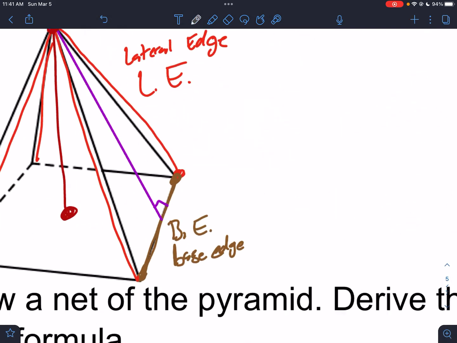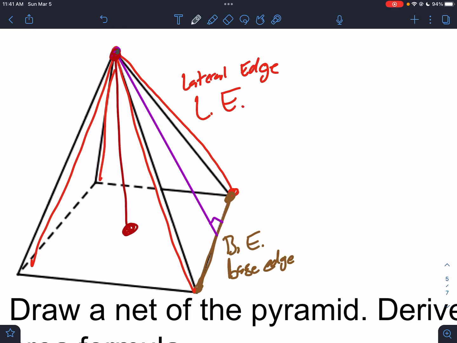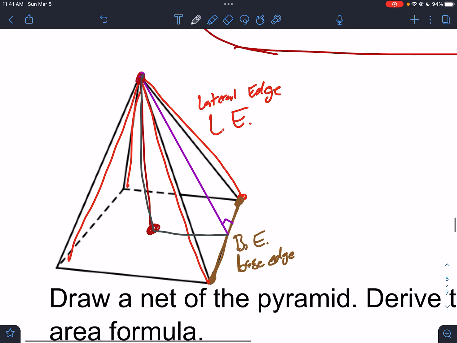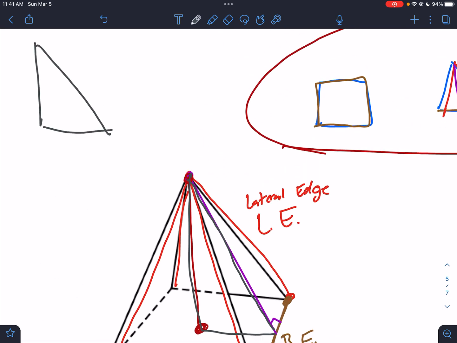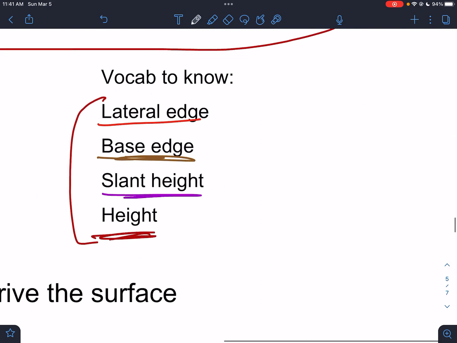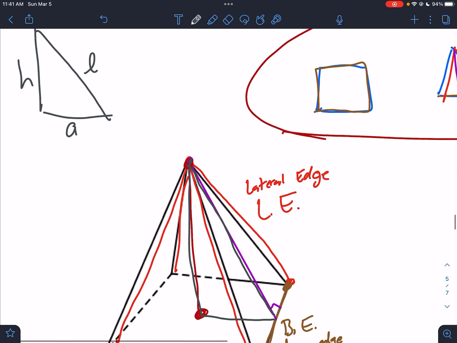I'll try to draw them here. We have a right triangle that is the height, the slant height, and it's connected by the apothem. And by the way, slant height is often this cursive L. Don't ask me why, I don't know. It might just be a little lowercase l, but it is an L. S is already taken, so they use L. It's slant height L.